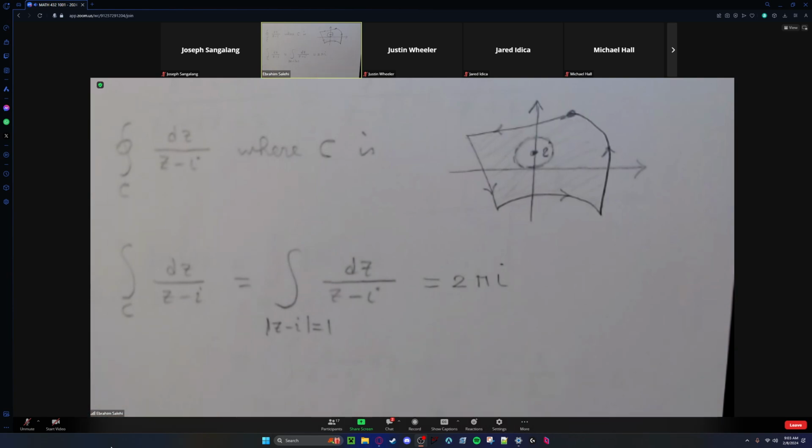Any comment, any question about these 3 examples or 2 examples?